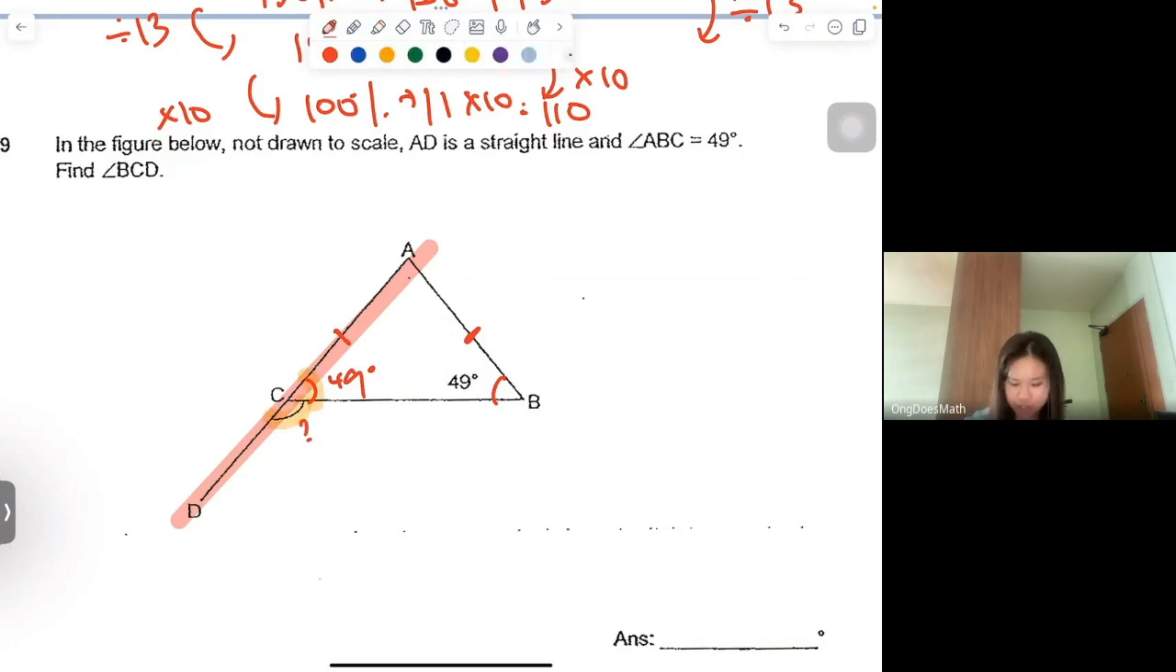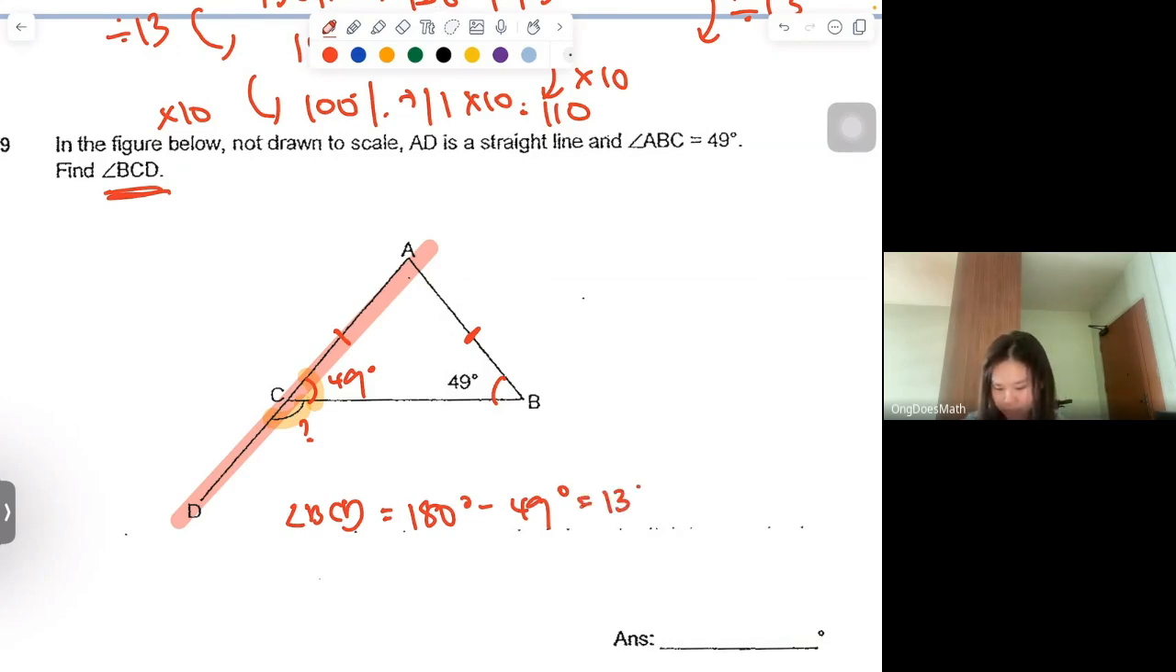So to find this question mark, which is angle BCD, which is what we want, you just have to take 180 degrees minus 49 degrees. That should give you 131 degrees. Adjacent angles on a straight line add up to 180. So the answer is 131 degrees.